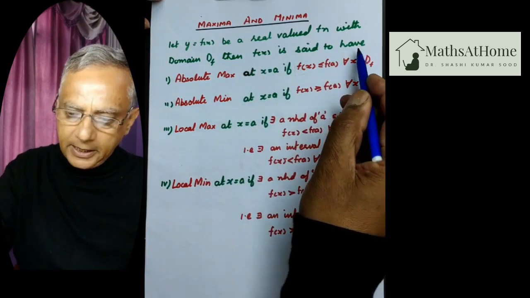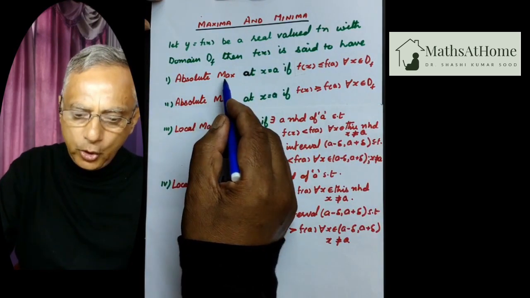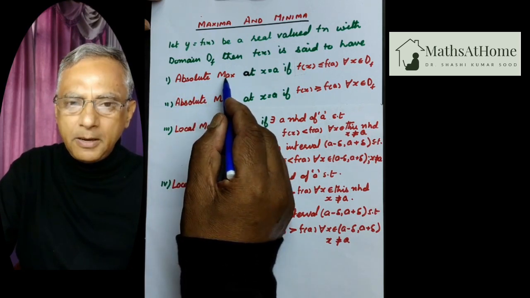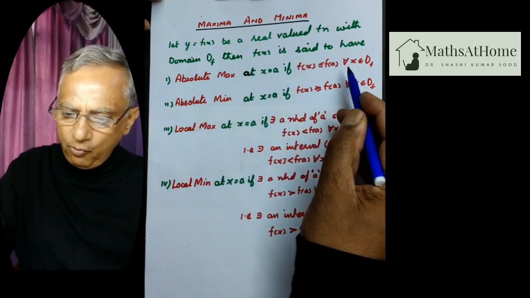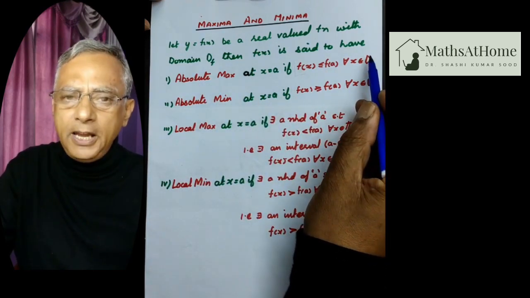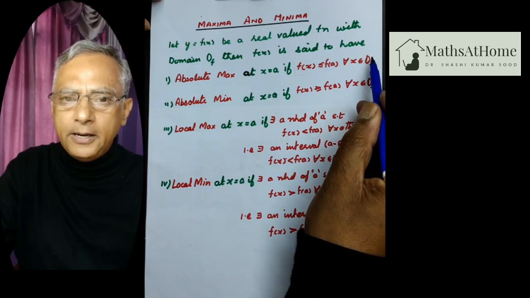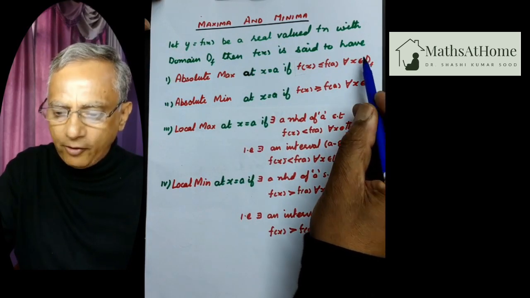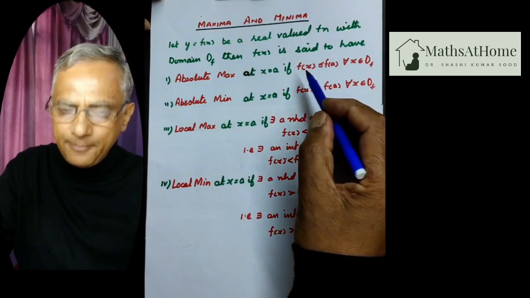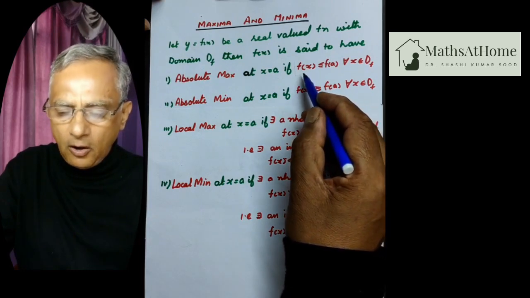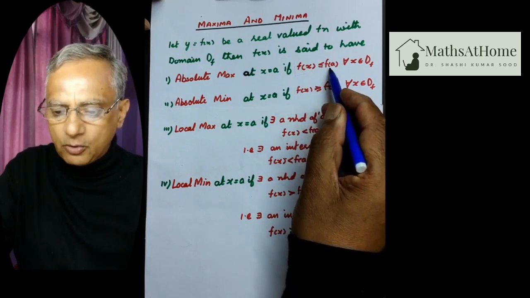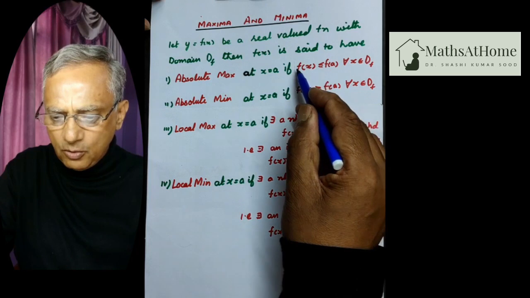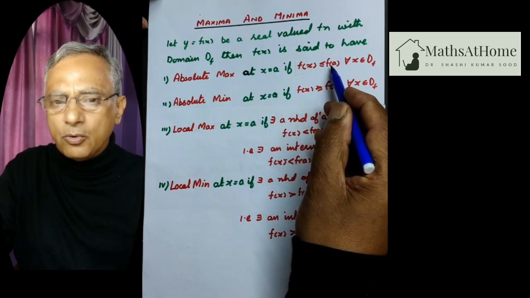Then f(x) is said to have, first, absolute maximum. As the name suggests, absolute maximum is the maximum value of the function in the whole of its domain. Absolute means whole of the domain. That is, every other value of f(x) is less than or equal to this value. This is the maximum value. Therefore, every other value of f is less than or equal to this value.